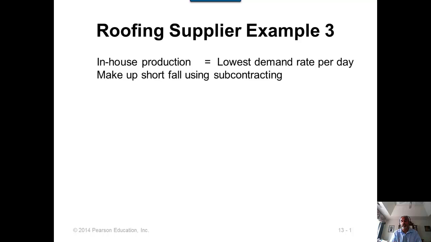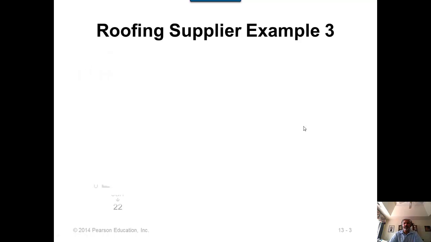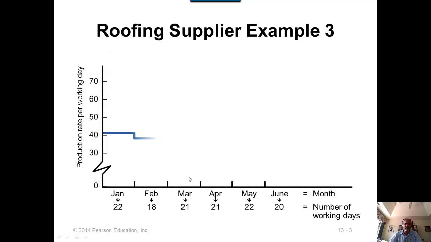If we want to follow that approach, we have to now look at the demand rate. So we made these computations a few slides back. Here is the demand and here is the number of production days. So you divide the production days into the demand and you get the demand rate per day. And you see that the lowest demand rate per day is 38. So if we set production rate at 38, and if you graph that, this is what it will look like.